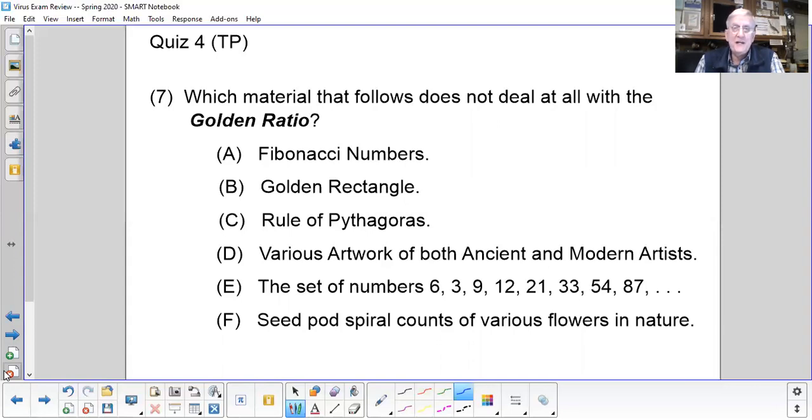The set 6, 3, 9, 12, 21, 33, 54, 87. That is a growing sequence similar to the Fibonacci's. If you divide consecutive numbers as you get further out into the set, you will find that they divide to give you phi, larger divided by smaller. Seed pods, spiral counts of various flowers in nature, we found that those were how we generated the Fibonacci numbers in the first place, which of course led us to the concept of phi. So the correct answer that does not deal at all with the golden ratio would be the rule of Pythagoras.